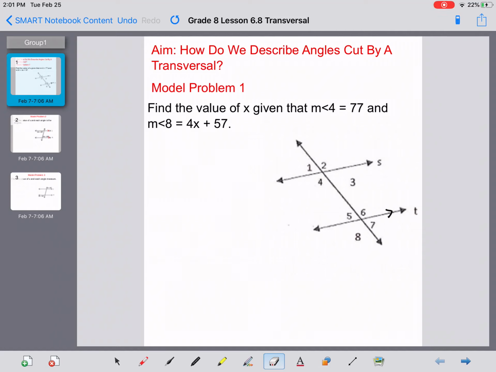Today's lesson is on how do we describe angles cut by a transversal. Find the value of x given that the measure of angle 4 is 77 and the measure of angle 8 is 4x plus 57. Take a second to copy down the problem and the diagram.